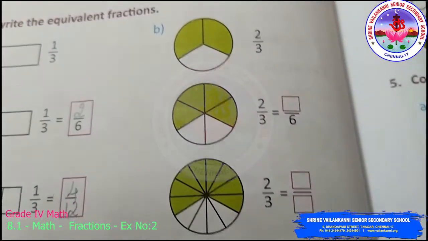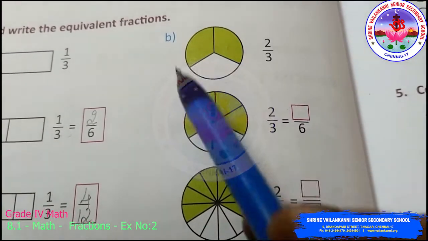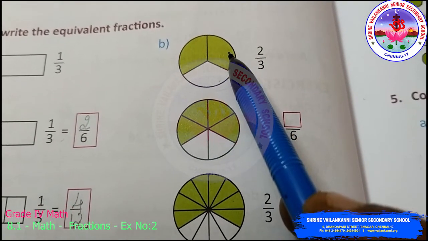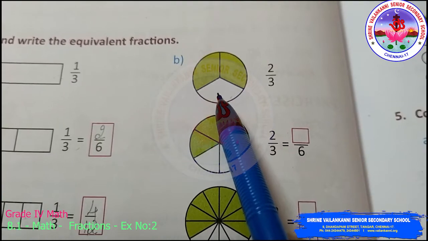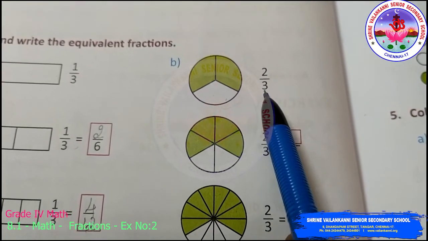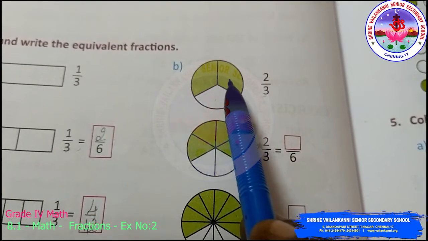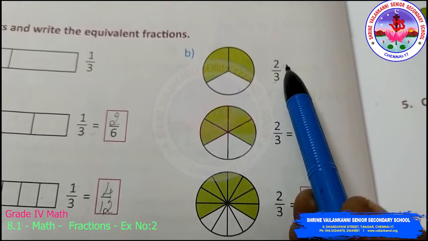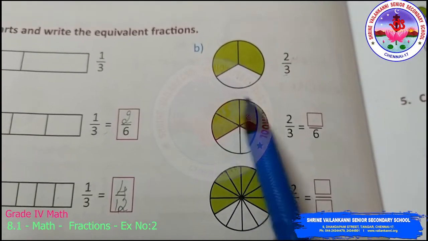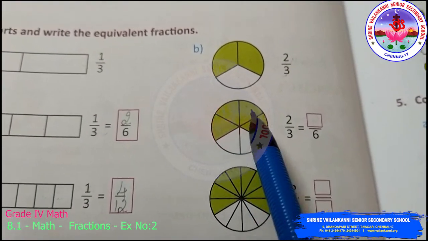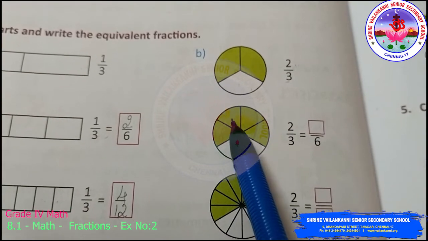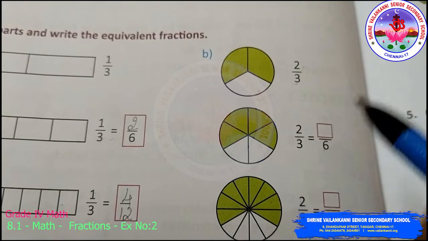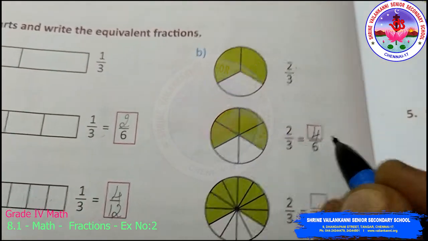Here a circle shape is given, and this circle shape is divided into 3 equal parts, 1, 2, 3. So the denominator is 3, and the colored part is 2, so the numerator they have given is 2. Here, the same circle is divided into 1, 2, 3, 4, 5, 6 parts. So here the denominator is 6 and the colored parts are 4, so the numerator is 4.